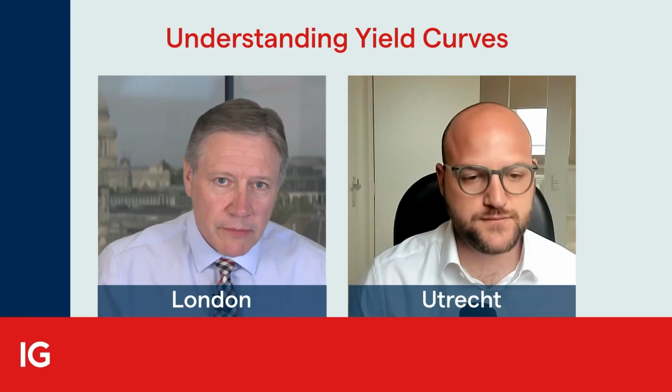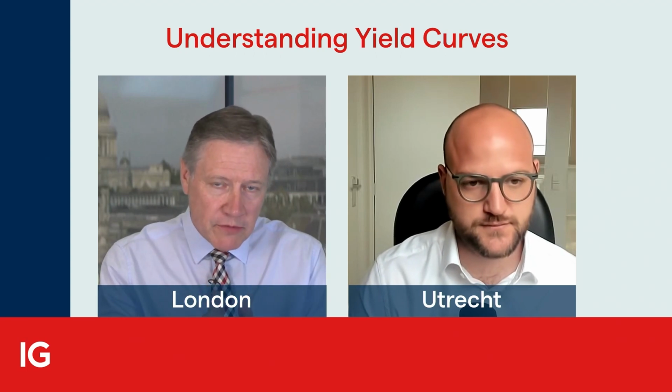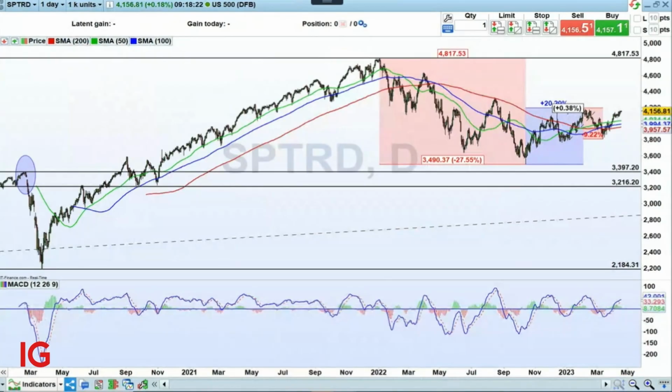Can I just quickly interrupt you there as well? Very briefly, you talk about the S&P 500, talk about testing the lows. Are you talking about the lows that we saw back in October last year, or are you talking about the COVID lows down at 2184 back in 2020? I'm talking about the 3650 that we saw in October 22.